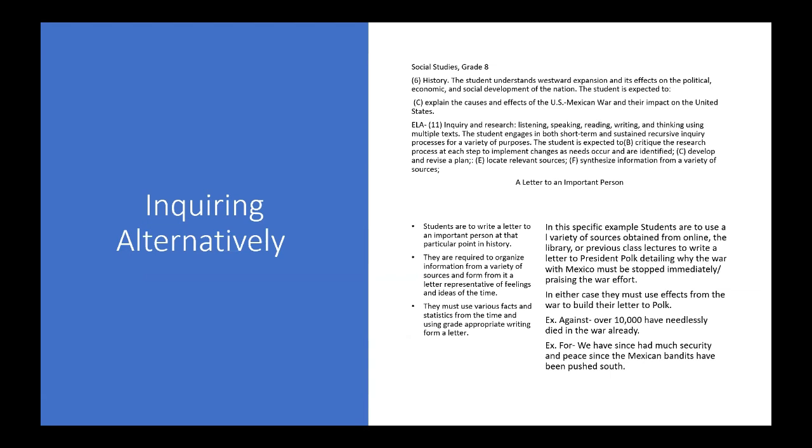The student engages in both short-term and sustained recursive inquiry processes for a variety of purposes. The student is expected to critique the research process at each step and implement changes as needs occur and are identified. C, develop and revise a plan. E, locate relevant sources. And F, synthesize information from a variety of sources. The method that we've chosen to use is called a letter person.